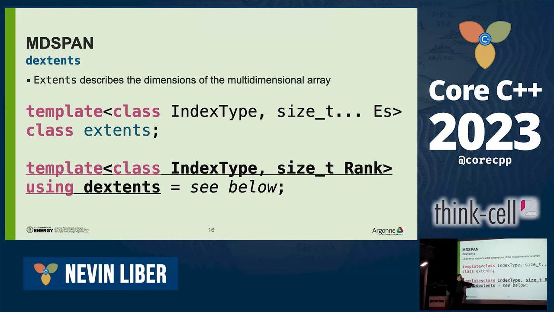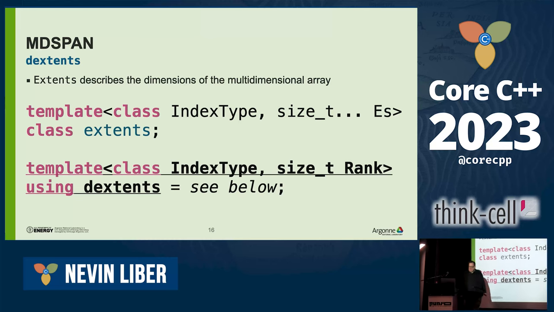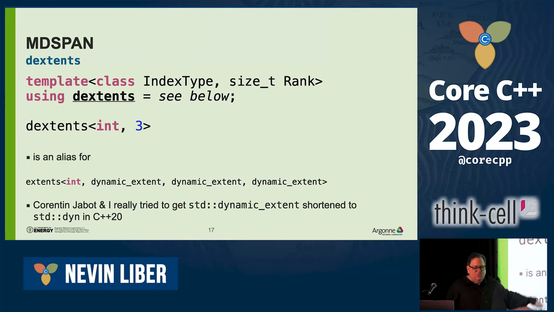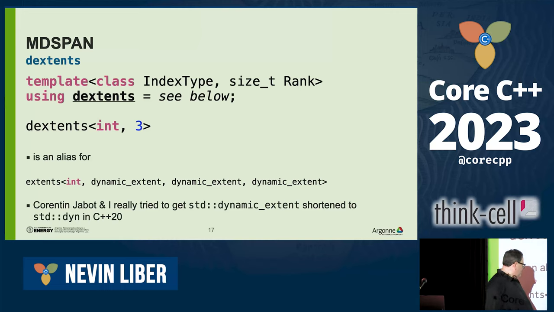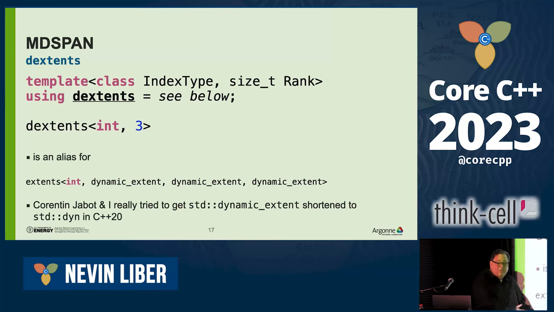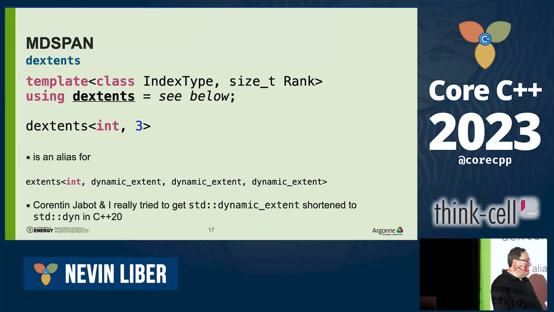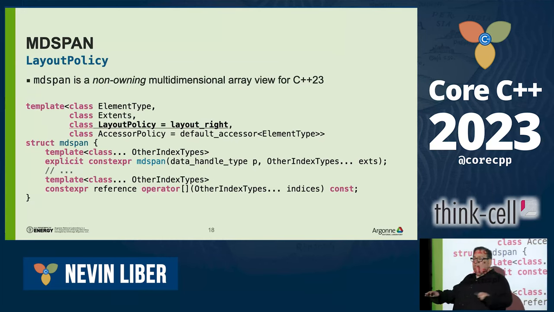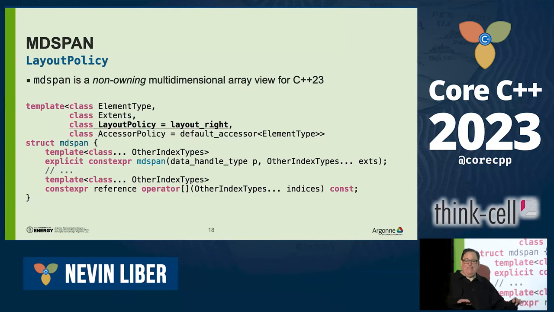And then we have this class called dextents. What that does is, if you have dextents of int comma 3, that gives you, through some template stuff, extents of int comma dynamic. We really tried to shorten the name, Corentin and I, and we kind of failed in C++20, because we knew this was coming. On the committee, you don't usually get what you want, you just kind of get what you can live with.